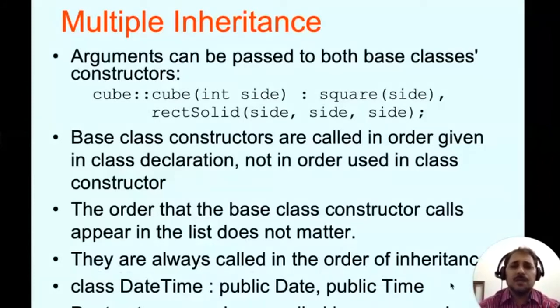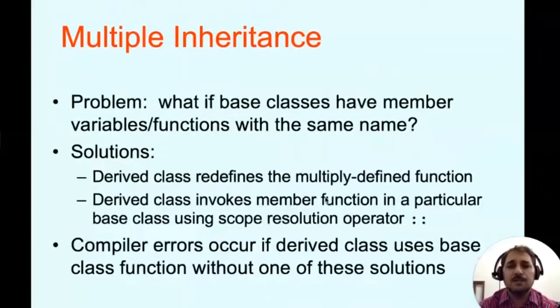What about destructors? If a derived class destructor calls base class destructors, the calling order will always be in reverse. Meaning, the last class's destructor will be called first, then the second one. In this case, first the rect solid will be called, then the square, and then the cube, in reverse order.